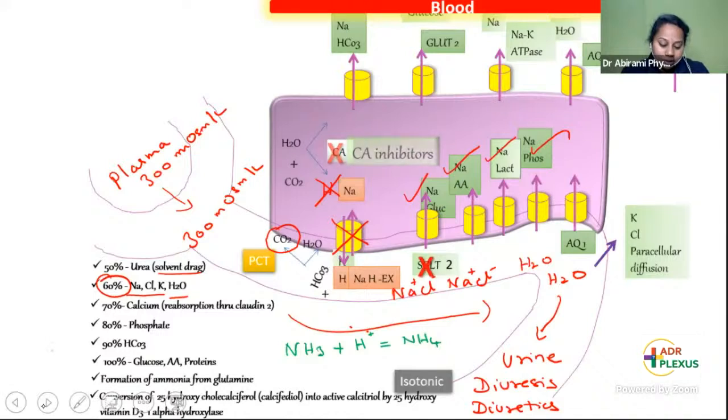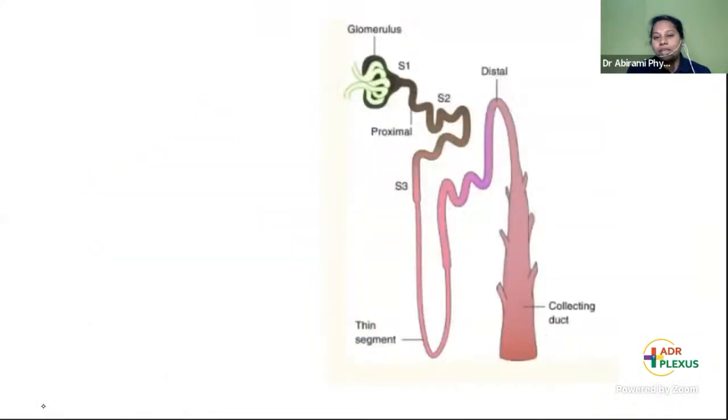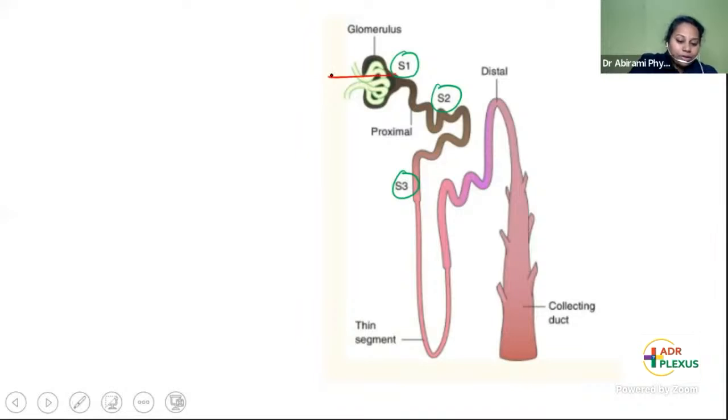Another peculiar feature of the PCT is that it has 3 segments, S1, S2 and S3. You can see that S1 and S2 are convoluted and S3 is a straight segment. One valid point to remember here is that we already know glucose is 100% reabsorbed in the PCT. To be more specific, it is 90% reabsorbed in the S1 segment and the remaining 10% is absorbed in the S3 segment. 90% in S1 and the remaining 10% in S3.